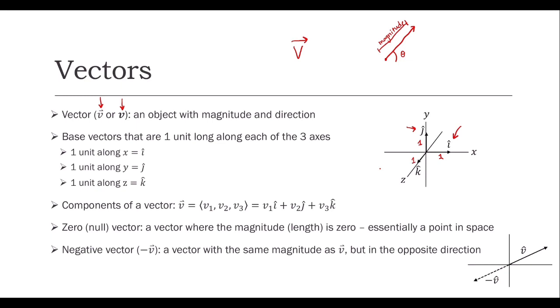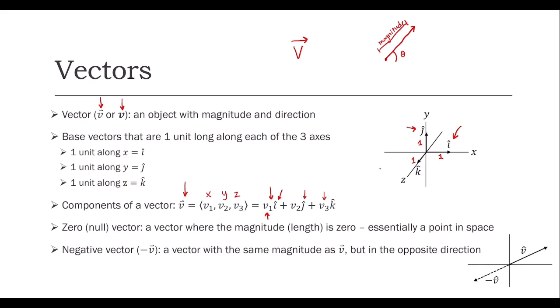Your components of a vector: your vector equals your x component, your y component, and your z component. So it would be some number v1 times the direction it's going in, your i direction, plus v2 times your j direction, the y direction, and then v3 times k, which is your z direction.